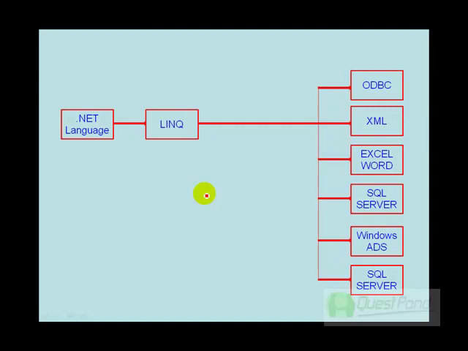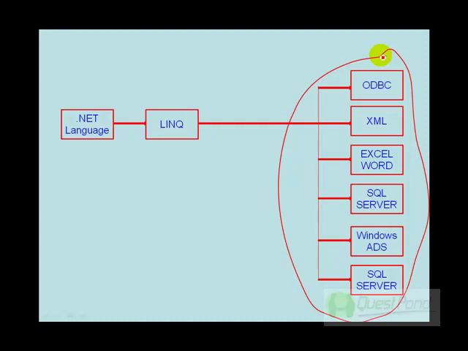So the .NET application can just interact with LINQ, and the .NET application never actually knows what is happening at the back end. It might be accessing SQL Server, an ODBC data source, XML, or whatever it is. Everything is taken care of by LINQ. So here you can write generic queries, fire them at the appropriate data source, and get a result back.